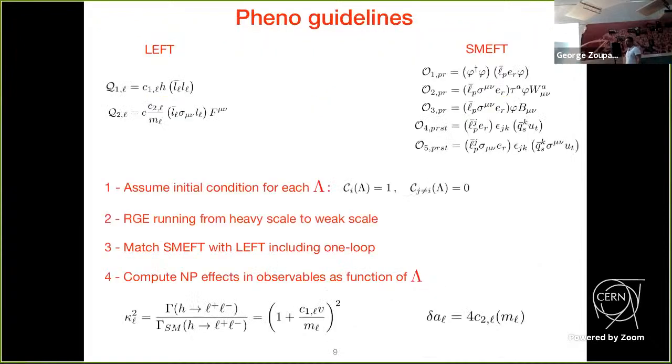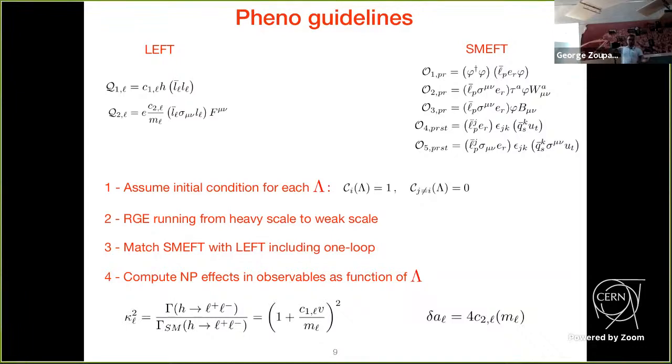Once we have built the framework, now we can start to see what the consequences are from the phenomenological point of view. And the guidelines are very easy. On the left, we have the two operators I showed before that describe the shift of the low energy Higgs decay and g minus 2. And on this left side, we only need these 5 operators to describe both the tree level and the one-loop contribution to these two observables.